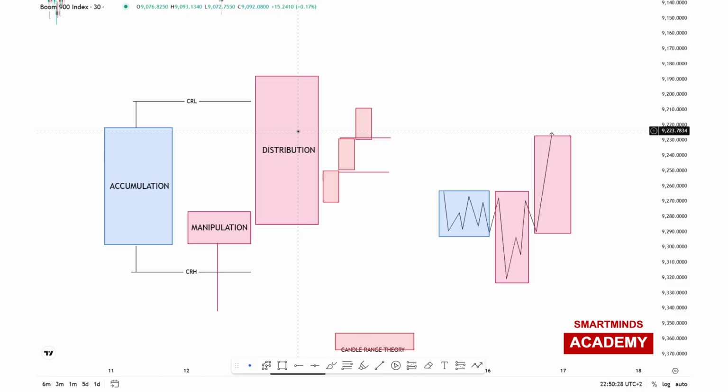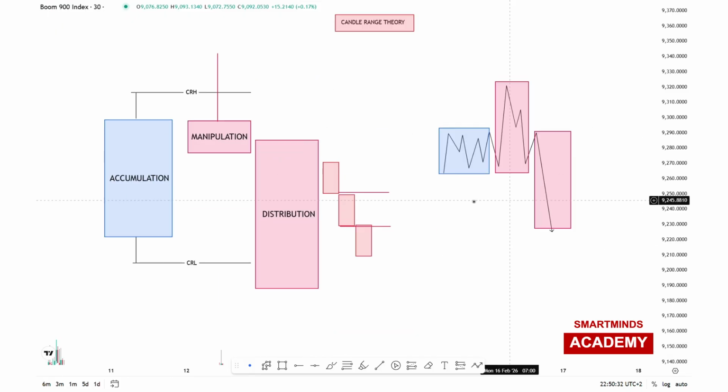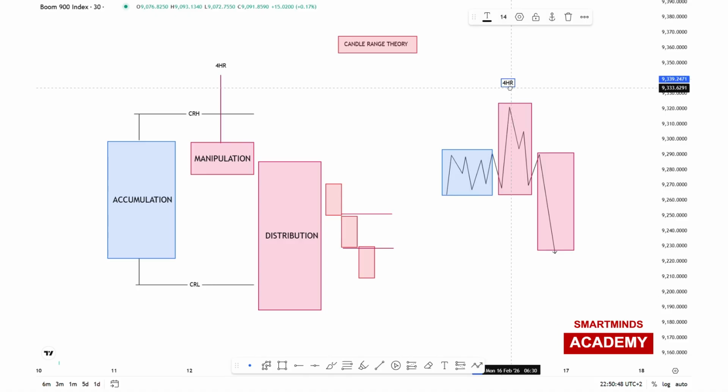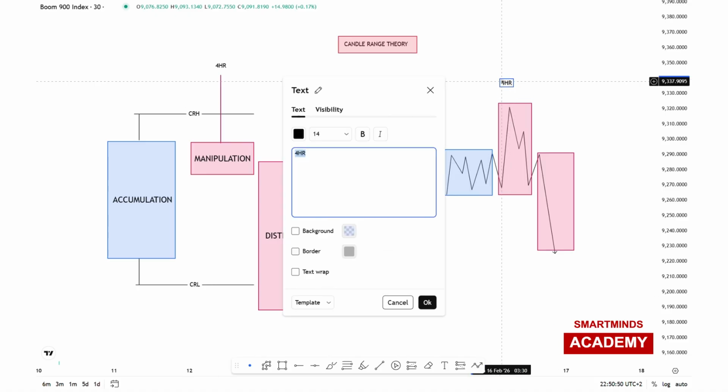Now, the time frame. What does that mean? Say this is 4 hours. Excuse me, I'm coming down with flu. Say this is your 4 hour, that's your higher time frame, obviously. So if this is on 4 hour, expect to see this happening on 15 minutes.